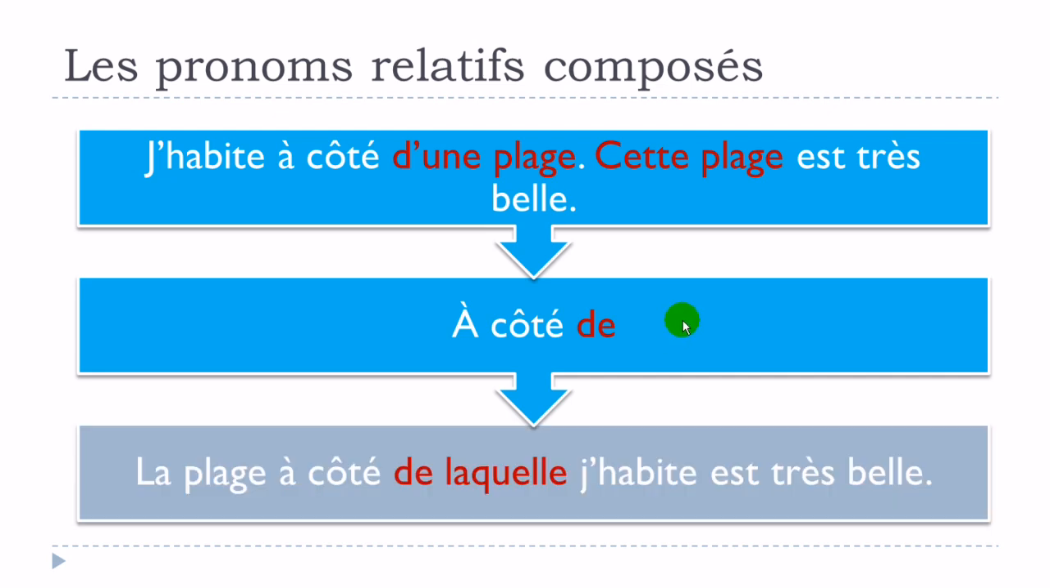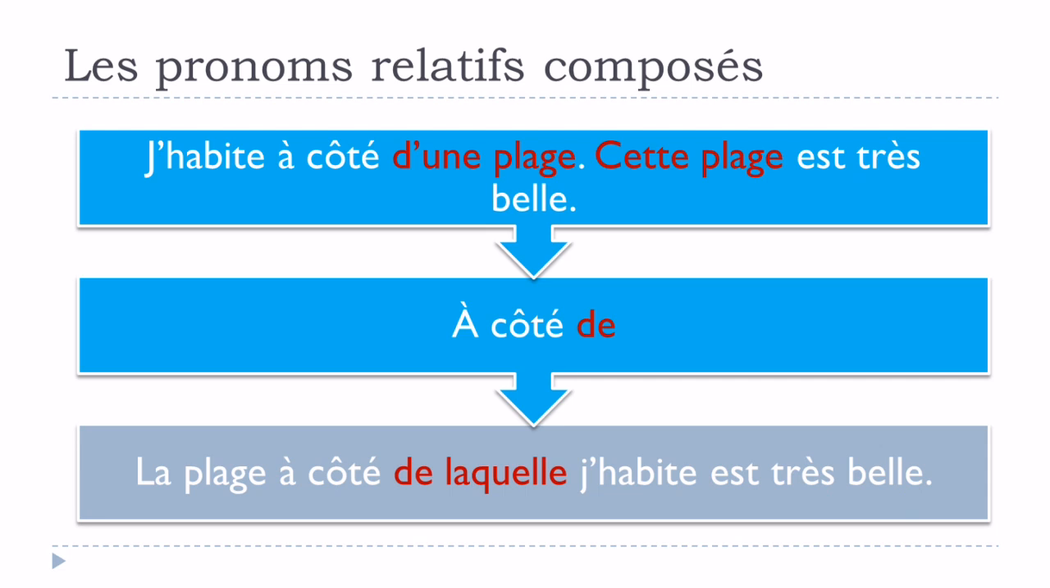So it means that you will have to combine this de and then laquelle, because it's here the feminine form. So you put your first part, la plage, then à côté de laquelle. Same thing as we had previously, the verb j'habite should come back here, and the second part, est très belle, should come at the end. So you get this sentence: la plage à côté de laquelle j'habite est très belle.